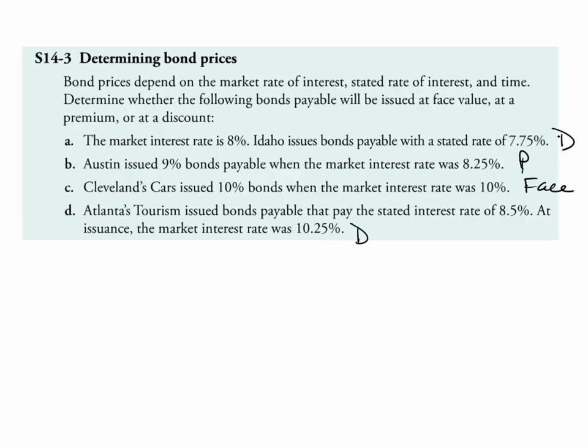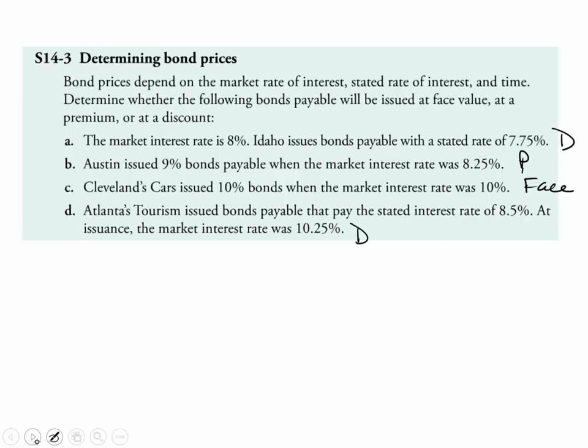In A, we were only 0.25% below the market rate, so that would be a very small discount. In this one, it's almost 1.75% below, so that's going to have to be a higher discount. The bigger the difference, the higher the discount or the premium.